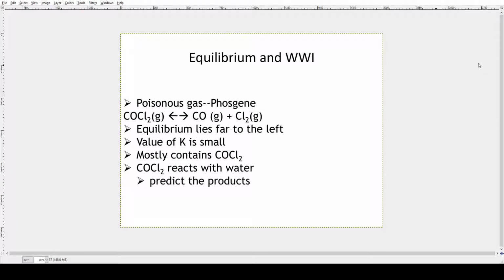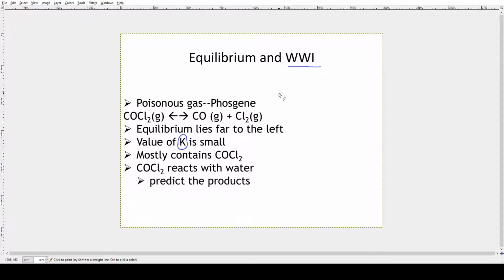So, as you probably have learned, back in World War I, chemical warfare became a big thing. And one of the most lethal and dangerous chemicals that was used was phosgene, which is COCl2. So this reaction here, this decomposition of phosgene, is actually reversible, which means that we can have an equilibrium. And we know that the value of K is really small.